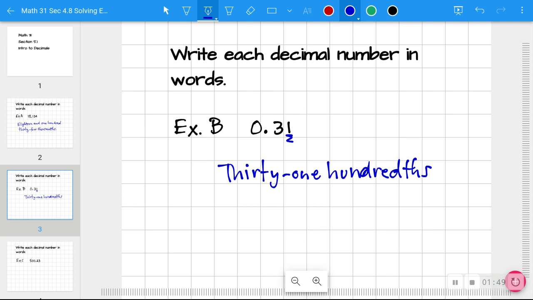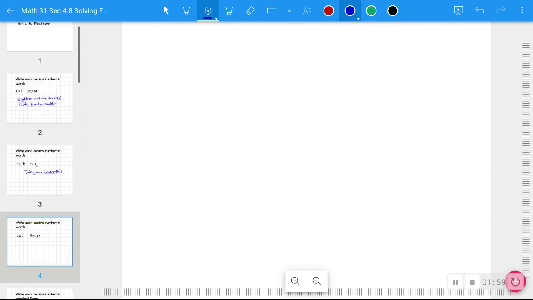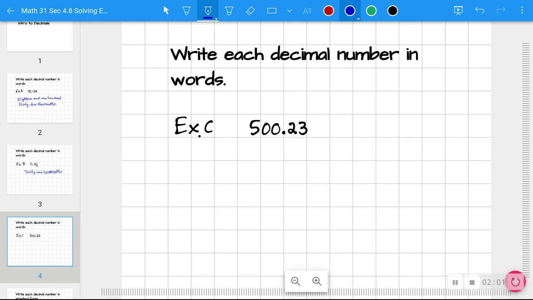Okay, a couple things here. You want to make sure you don't leave the TH off, and please pay attention how to spell hundred. Hundredths is how you would read that. Okay, we have a decimal with stuff to the left, so we're going to simply write the numbers to the left first. So 500. Okay, this one doesn't have the TH because we're on the left.